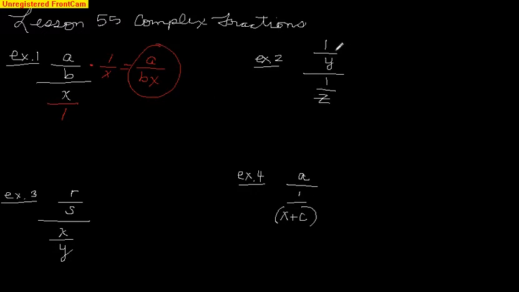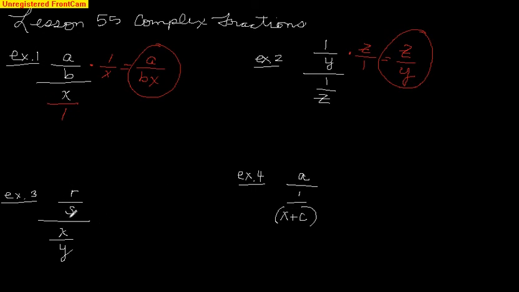Example 2 is another complex fraction with a fraction in a fraction. Fraction in the numerator, fraction in the denominator. So we take our denominator. This is really 1 over y divided by 1 over z. So we flip the bottom fraction, and we multiply. So we get z over y. And that is our final answer. Really pretty easy.